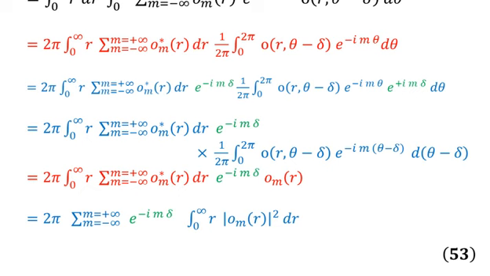So let me read the total value in the last step. The autocorrelation is equal to 2 pi multiplied by the summation of m from minus infinity to plus infinity, and we have e to the power minus iota m delta, which is shown in green, and then the integral 0 to infinity r, and then the absolute square of OM of r with respect to dr. So this is the last step of equation number 3.